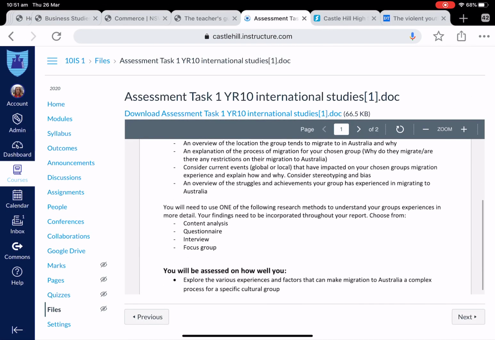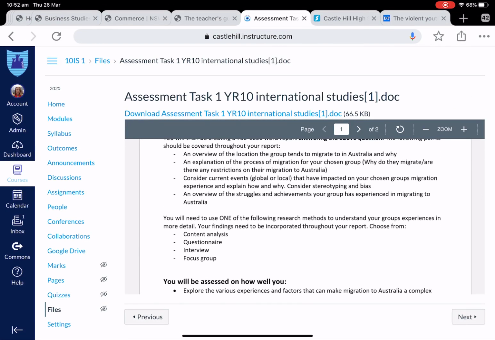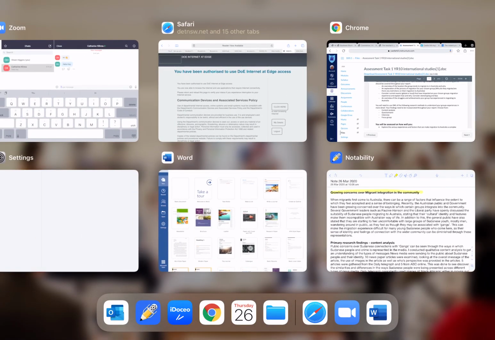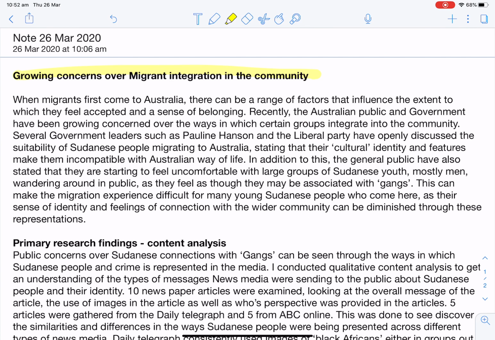So that heading that I've got there probably more connects with the consider current events that have impacted on your chosen group. So you can use that as a heading, or you can kind of change it. I've made it a little bit more specific to a specific issue for Sudanese people. So first thing is to make general statements.